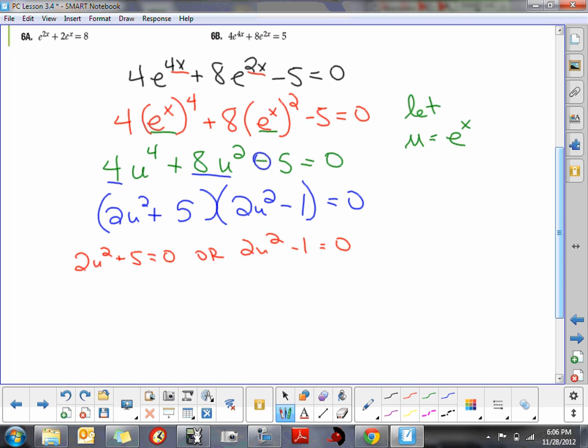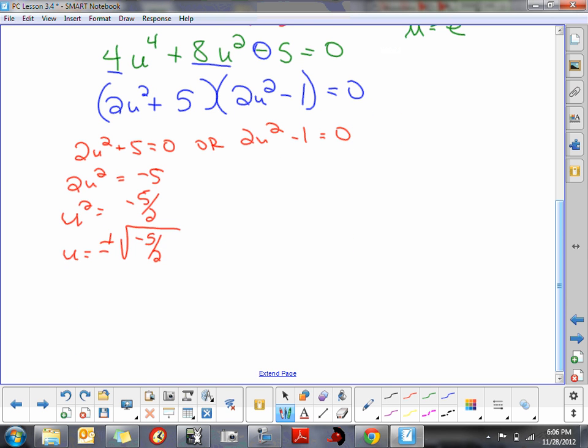Solving these for u, we got 2u squared equals negative 5, which means u squared has to equal negative 5 halves, which means u has to be equal to plus or minus the square root of negative 5 halves. That is kind of nice because as soon as we take the square root of a negative, we know we have non-real solutions. So this part of the solution is going to give you non-real answers, so no real solution, and we're looking for real solutions, not imaginary ones at this point. So this part we can disregard.